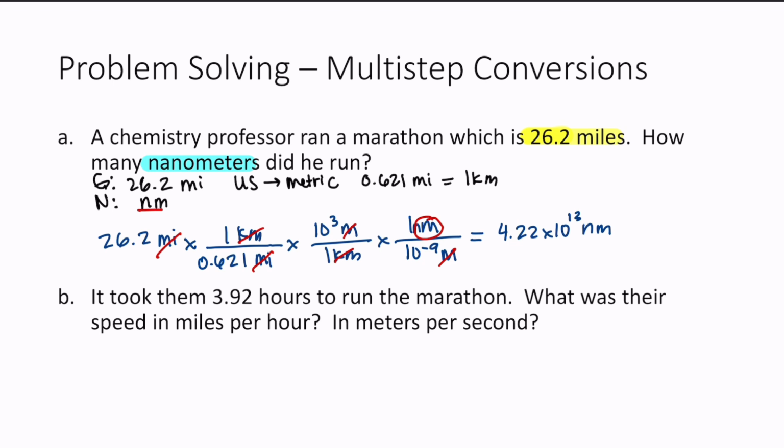Nanometers are very, very small. Nanometers are about the size of a bond length. And so that is a very, very small thing. Miles are very long. So it makes sense that there should be a whole lot of nanometers in 26.2 miles.